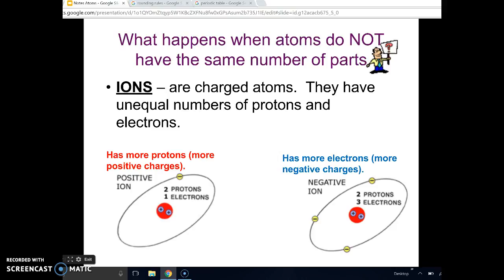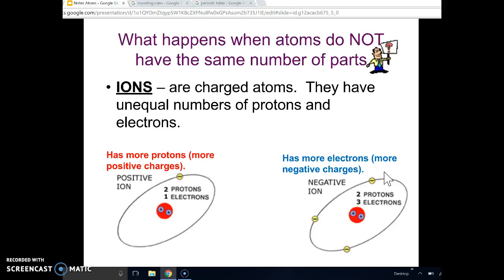So if it has 2 protons and 1 electron, it's still a helium, but it has a net positive charge because it has 2 positive charges and 1 negative charge, and 2 minus 1 is plus 1. You can also get helium that has 2 protons and 3 electrons. This would give it a negative 1 charge because plus 2 minus 3 is negative 1.